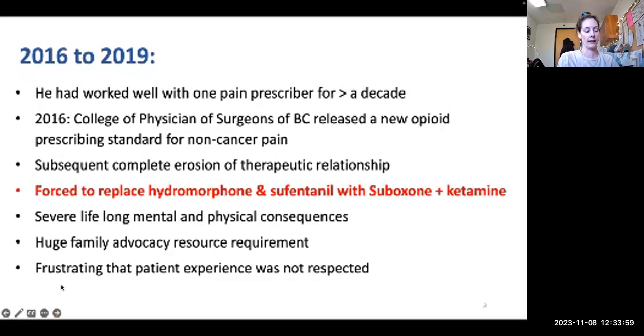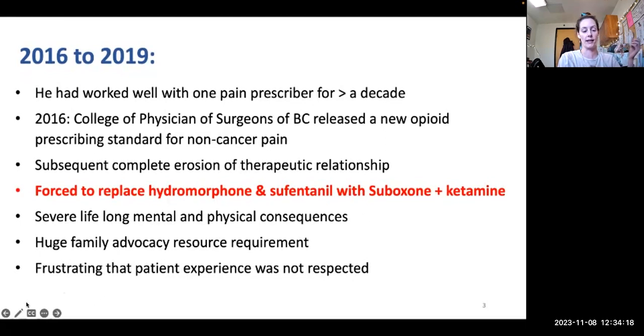And it was to the point that he had such fear and anxiety for every appointment that his physical and mental health was so severe. He was stigmatized, he was depressed, his pain was not controlled. And to put into context, I graduated medical school in 2019, and I deferred my residency for a year because he needed that level of advocacy.